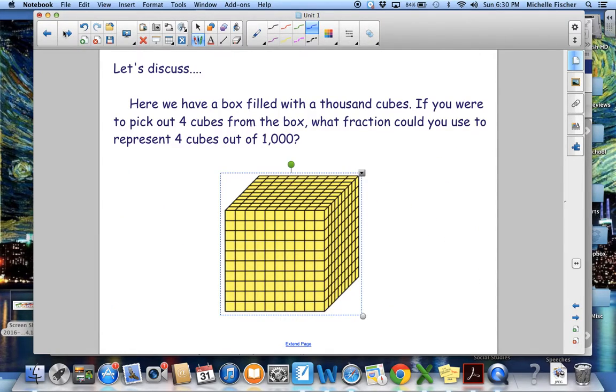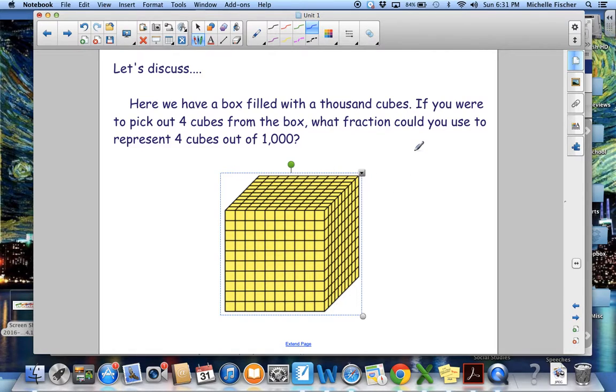Alright, so let's discuss first. So here we have a box and it's filled with 1,000 cubes. If we were to take out 4 cubes from the box, what fraction could you use to represent the 4 cubes out of 1,000? I want you guys to go ahead and take your best guess. What fraction do you think you would use to represent 4 cubes out of this box of 1,000 cubes? Click next when you're ready.